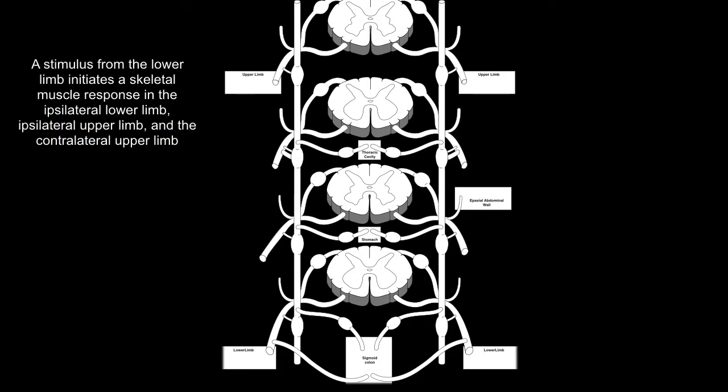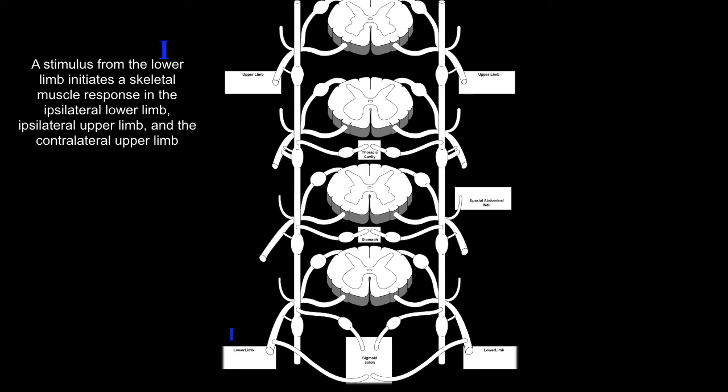All right, so hopefully you did that by yourself. I'm going to walk you through how I would do this. So translating this, sensation from the lower limb initiates a skeletal muscle response in the ipsilateral lower limb, the ipsilateral upper limb, and the contralateral upper limb. So one input is causing three things to happen. One in the same box, one in the box up top, and one in the opposite box on the top. So both upper limbs and the same lower limb.